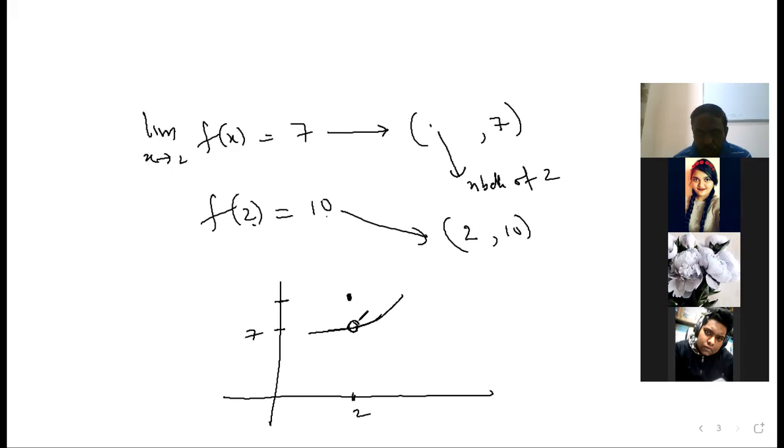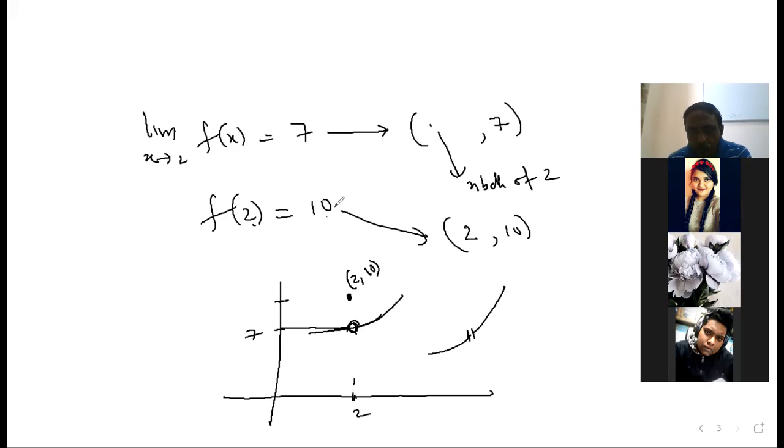On this curve, one point is missing. When the x coordinate is 2, the y coordinate is 10. When the x coordinate is near 2, the y coordinate is near 7. That means the graph is broken. There's a gap there, which means the graph is broken. That means the function is discontinuous. Understood or not? So how come the graph is broken here?